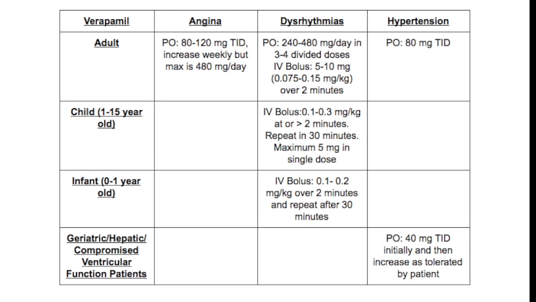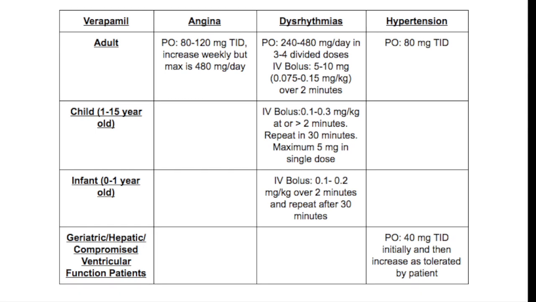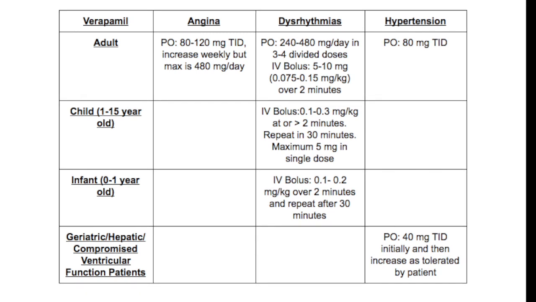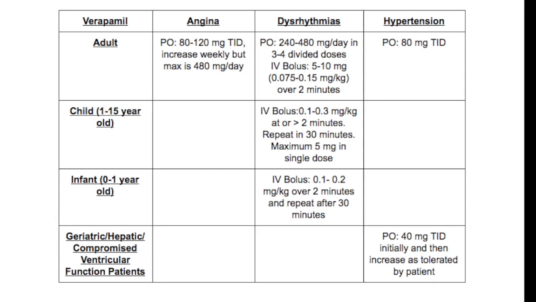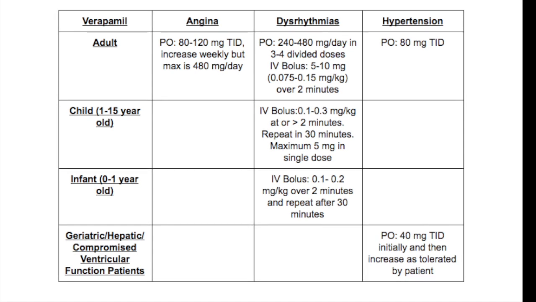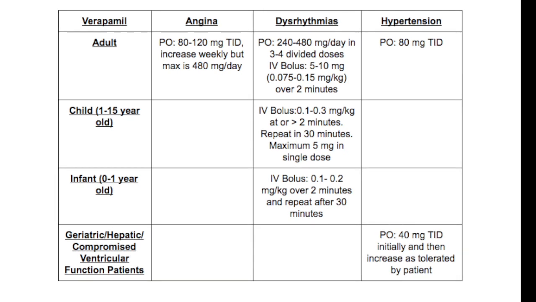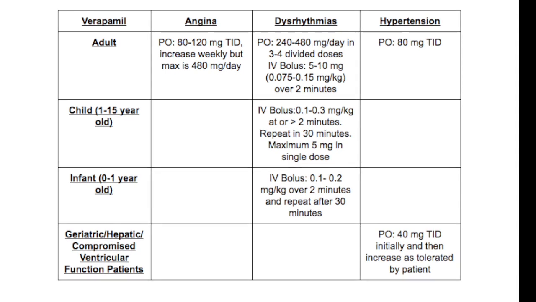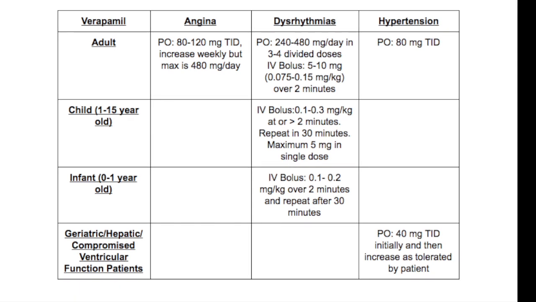It can also be used as an IV bolus, 5 to 10 milligrams over 2 minutes. When used in a child aged 1 to 15 years old, it can be used as an IV bolus, 0.1 to 0.3 milligrams over at least 2 minutes. You will want to repeat it in 30 minutes. However, the maximum you can give in a single dose is 5 milligrams. When used in an infant up to 1 year old, it's given as an IV bolus 0.1 milligram to 0.2 milligram over 2 minutes, and you would repeat this after 30 minutes.